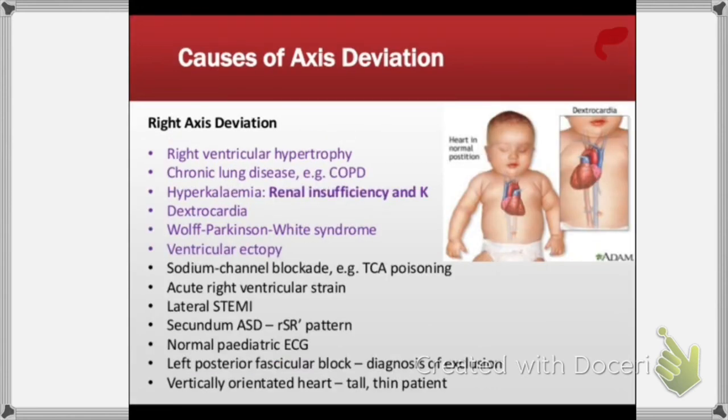Causes of right axis deviation are RVH, chronic lung disease like COPD, hyperkalemia, renal insufficiency and potassium retention, dextrocardia, Wolff-Parkinson-White syndrome, ventricular ectopies. Other less common causes are sodium channel blockade by TCA poisoning, acute RV strain, lateral STEMI, secundum type of ASD, normal pediatric ECGs, and left posterior fascicular block. Anterior fascicular block is left axis deviation, posterior fascicular block is right axis deviation. And right axis deviation also occurs in a vertically oriented heart, in tall and thin patients.